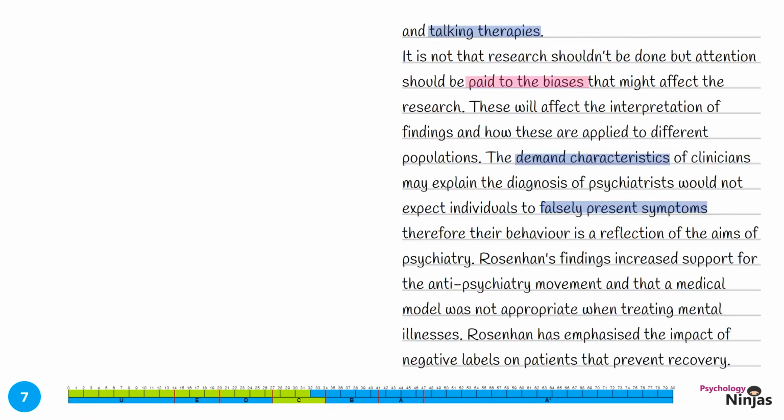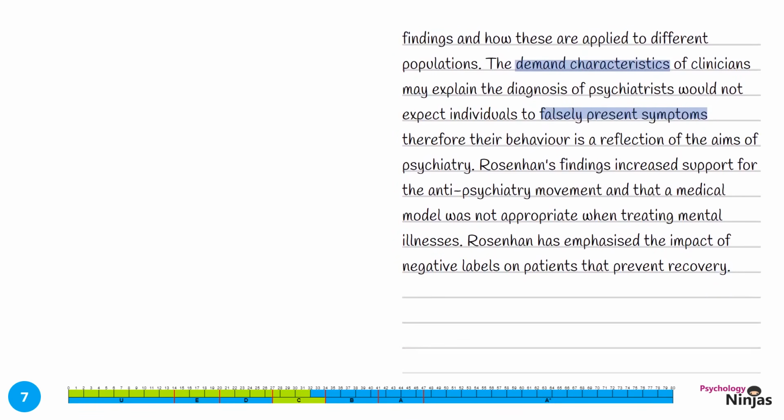Rosenhan's findings increased support for the anti-psychiatry movement, and that a medical model was not appropriate when treating mental illnesses. Rosenhan has emphasised the impact of negative labels on patients that prevent recovery. So we also need to be aware of Rosenhan's stance as an anti-psychiatrist, and the fact that this created a whole movement. The fact that he emphasises the negative labels also suggests that there are some viewpoints that Rosenhan holds that may have influenced the findings of his study.